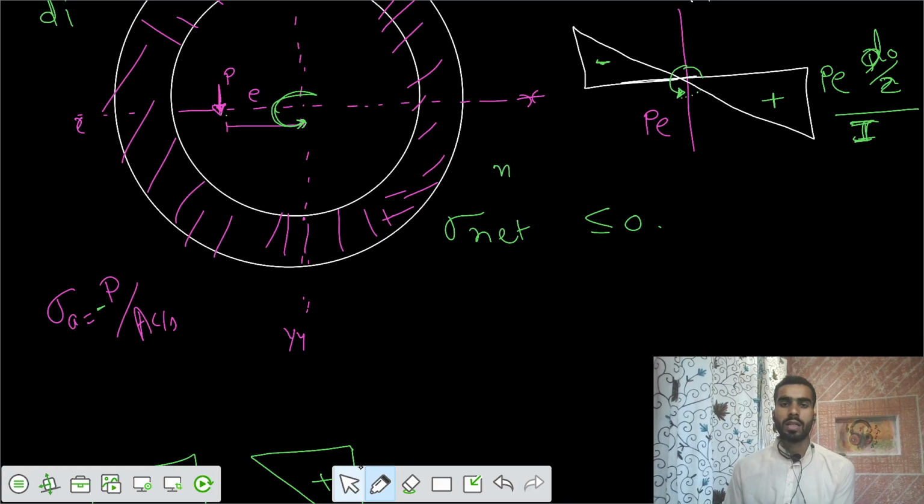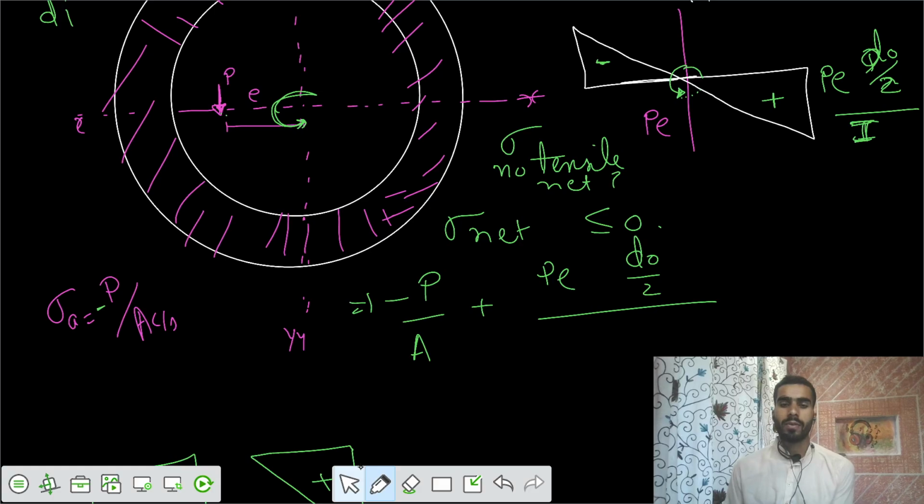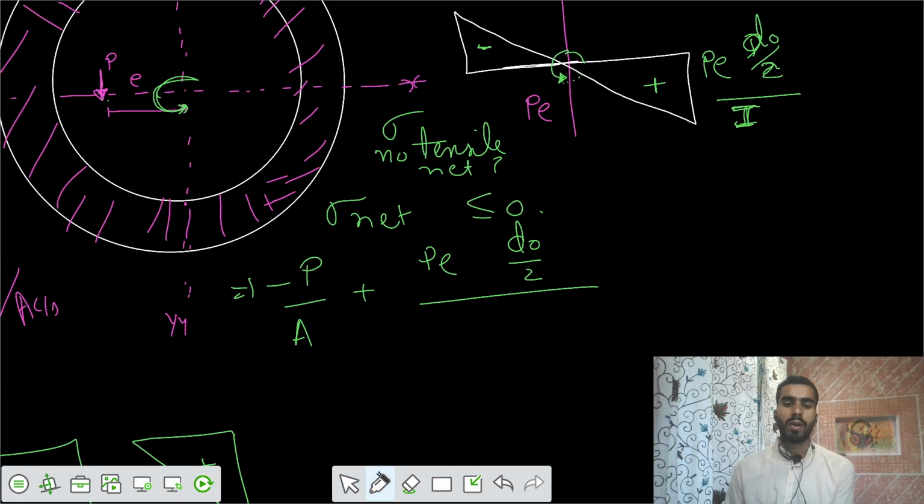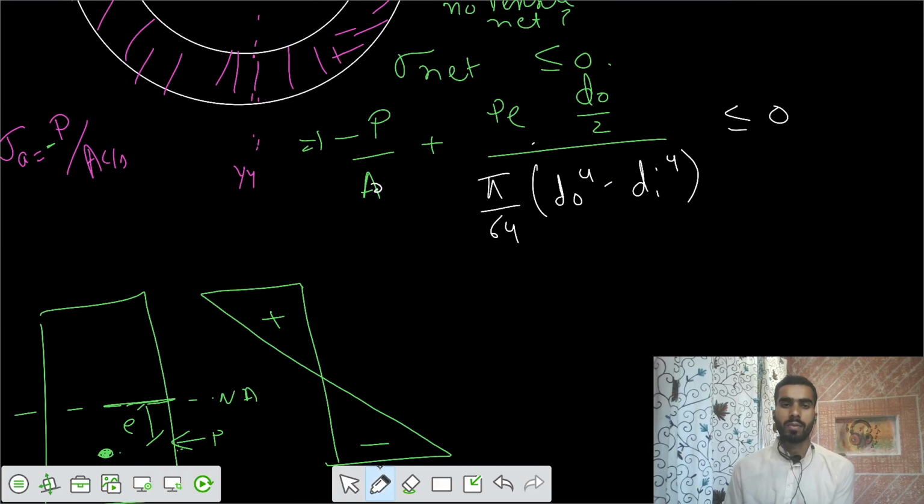That means no tensile stresses would be there. No sigma net, tensile net. So I would say minus P by A cross section plus PE d outer by 2. And what is the value of I? Can you calculate the value of I? The value of I would be pi by 64 into d outer power 4 minus d inner power 4. That should be less than or equal to 0. And similarly, what is the area of that cross section? That is pi by 4 into d outer square minus d inner square.